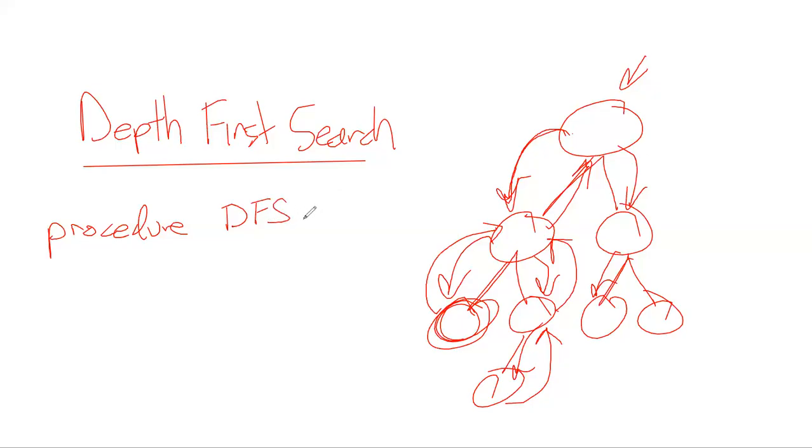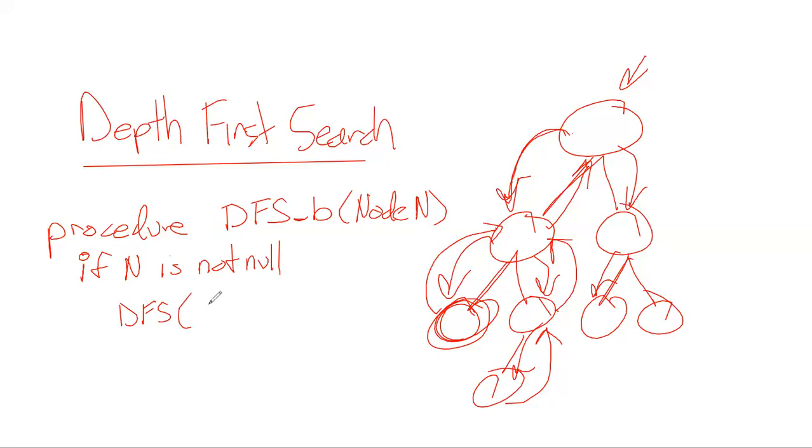Here we'll do a depth-first search for a binary tree with one argument, a node. Again, we'll assume that each node potentially has a left child and a right child. There might be null values, it might not be. If n is not null, then we simply do the depth-first search of the left child of n, and then do the depth-first search of the right child of n.